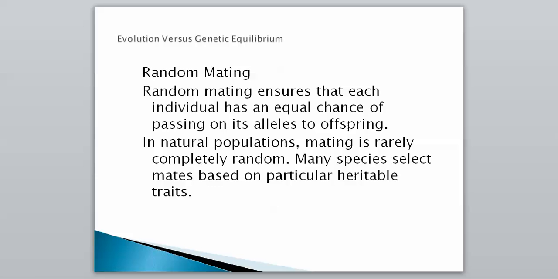So that goes to the fact that males and females show no preference, they just want to mate with whoever. However, in natural populations, mating is rarely completely random because many species select mates based on particular heritable traits. Another example was our crab claws. The females are obviously going to want the males that have the bigger claws because they're going to be stronger. They're not going to mate with any male. They're going to want to find the ones that have the biggest claws. So random mating rarely ever happens.